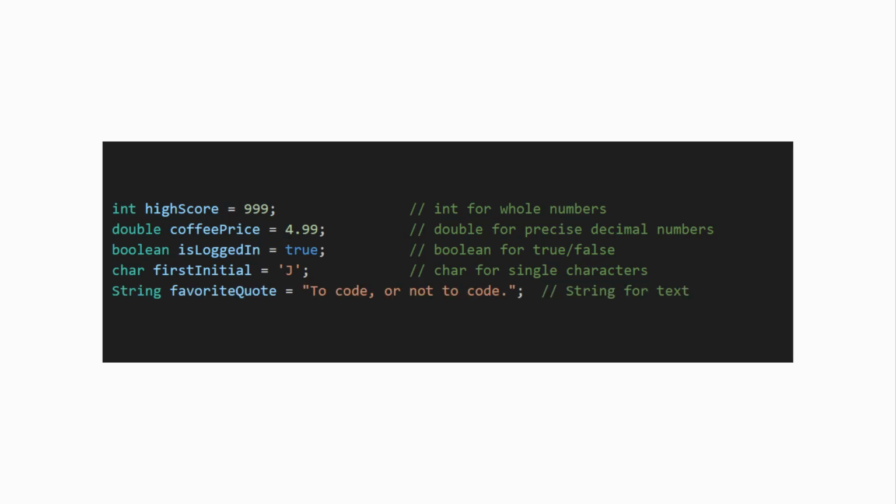Then we have reference types for storing more complex data, like a String variable used to store a quote. In Java, primitive types hold values directly, while reference types point to objects in memory. This distinction allows Java to efficiently manage data and memory usage, making your program run smoothly and predictably.